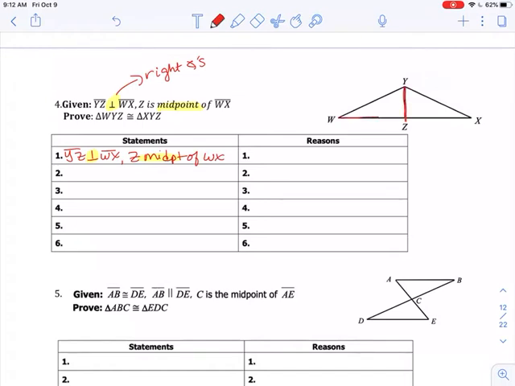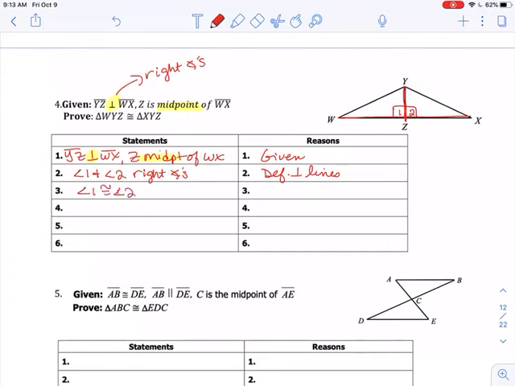Perpendicular lines make right angles. So I'm going to mark my picture. YZ right here is perpendicular to WX. So these angles 1 and 2 are right angles. Statement 1 is just a given. Statement 2, perpendicular lines make right angles. So first I'm going to say angle 1 and angle 2 are right angles. And we did all of this in lesson 1. The reason that they're right angles is because the lines are perpendicular. So I just write definition perpendicular lines.